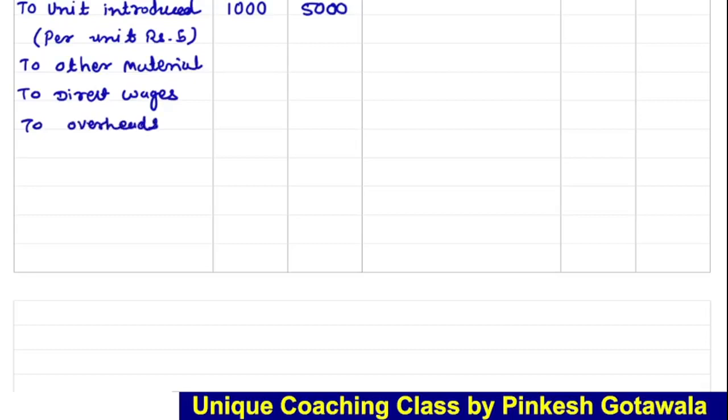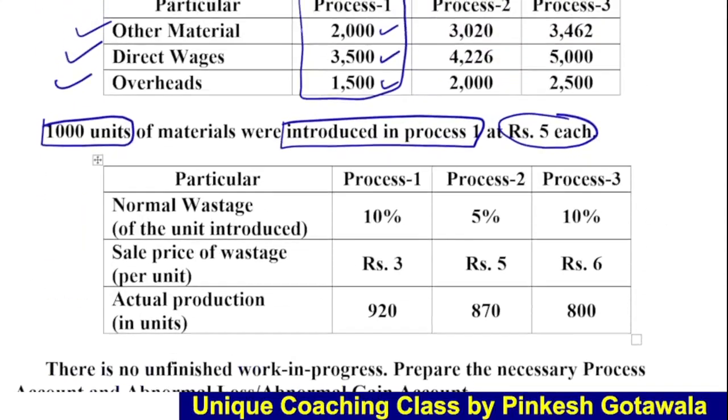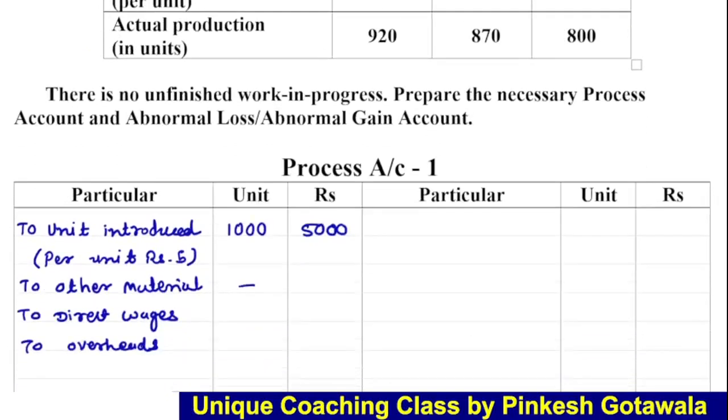Process 1's expenses are 3 expenses: 2000, 3500 and 1500, and expenses are always shown in the rupees column: 2000, 3500 and 1500.